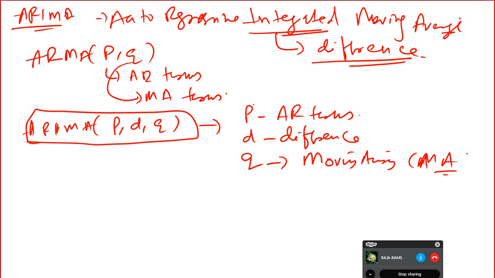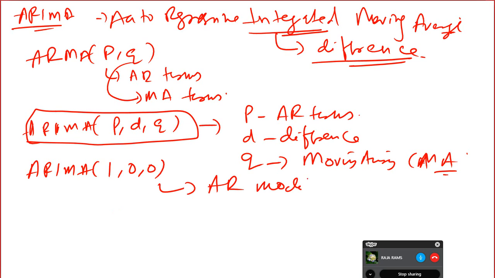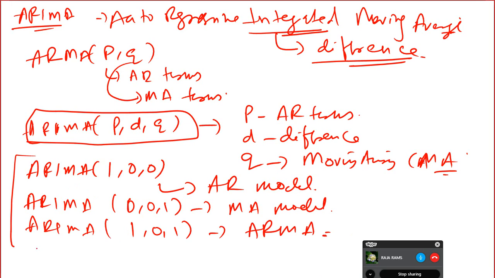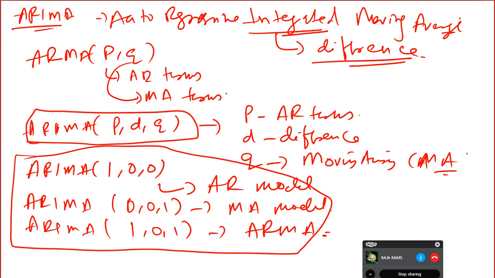So you can also say that ARIMA(1,0,0) is nothing but an AR model, right? Because it has only one AR term. Similarly, an ARIMA(0,0,1) is an MA model, right? This is like ARMA. So ARIMA is like one general class of models.